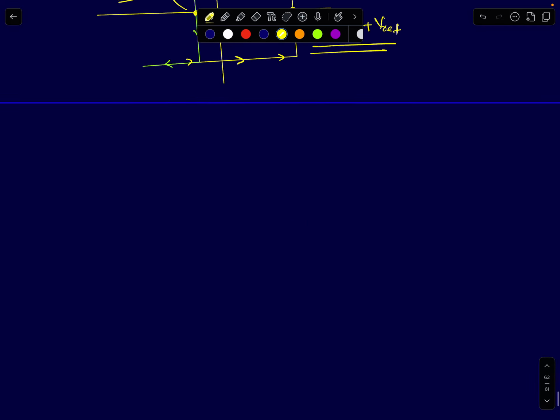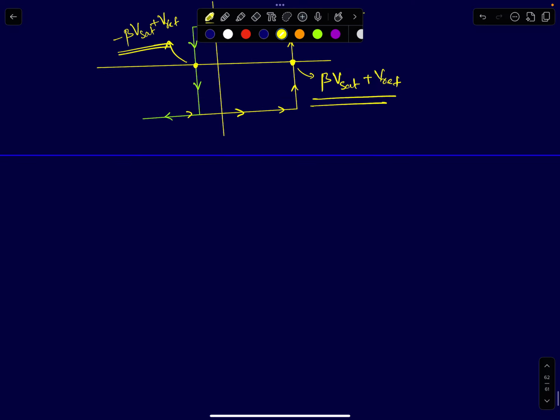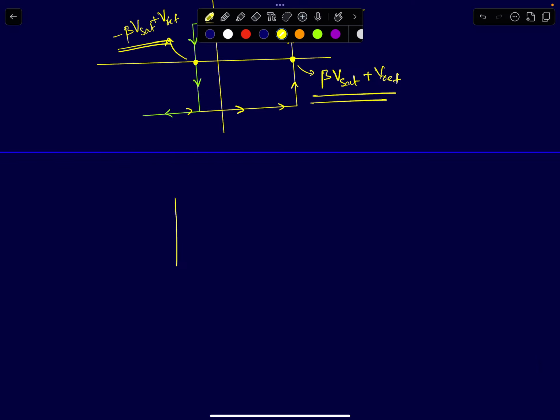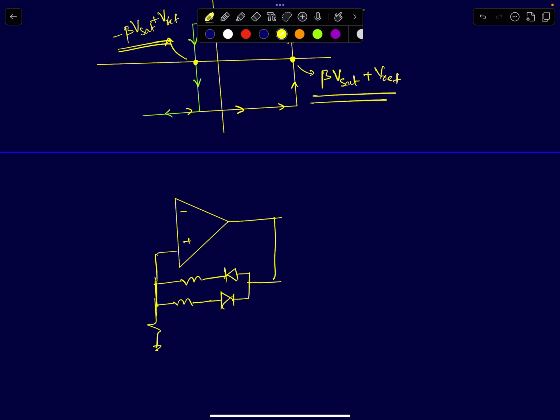So far we have discussed how to realize asymmetric threshold voltages, and first I'm going to draw for the inverting Schmitt trigger. For an inverting Schmitt trigger, there are two ways of realizing that. You can either use diodes in the feedback path. So this will ensure that the low to high and high to low threshold voltages are different.